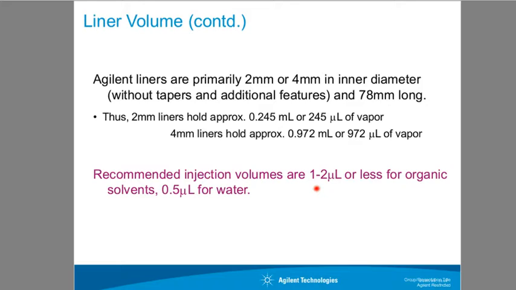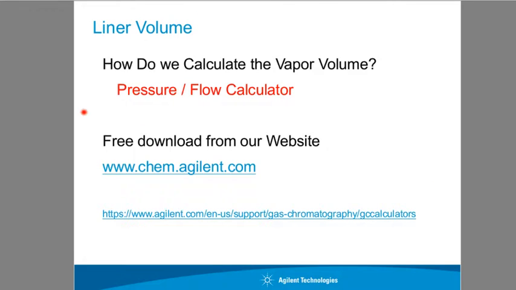Recommended injection volumes are going to be 1 to 2 microliters for organic solvents and half a microliter for water. Typically, and not in all instances, 0.5 microliters is okay. You don't have backflash. In certain circumstances, you still may actually reach backflash with that. And how do we determine that? Well, we have a pressure flow calculator that is downloadable from our website, and some of you may have that already. I think if you get new systems, it's part of the Agilent Utilities menu on there.